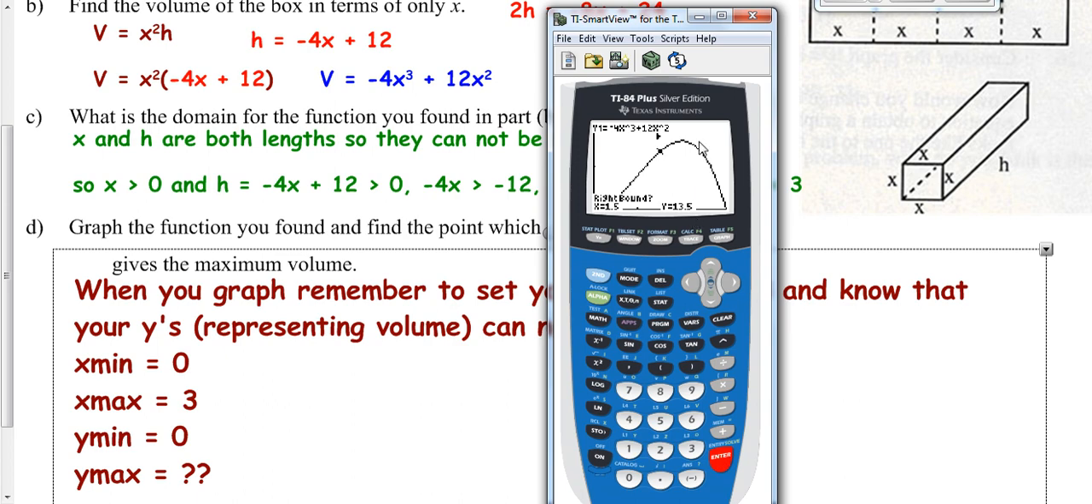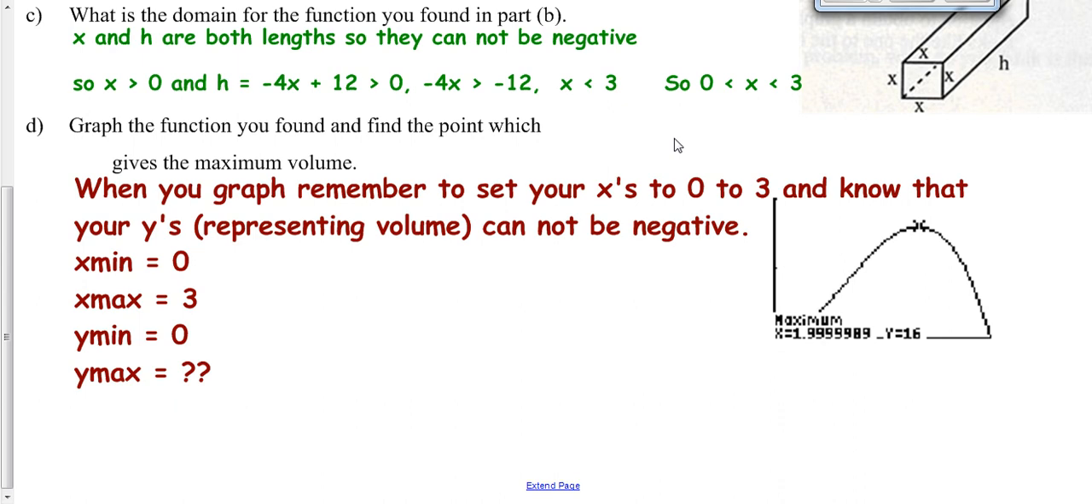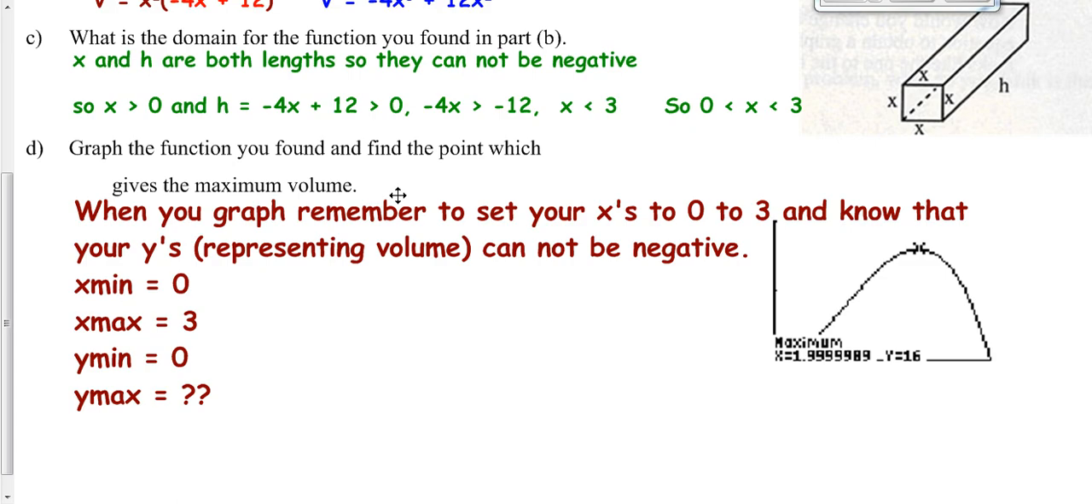Well, you could move your cursor over, or you could type in the number that's to the right, and I knew it was around 2, so I'll type in 2.5 just to be to the right, and I'm not going to guess. I'm going to hit enter. And hey, the x that gives me my maximum is 2. My maximum volume would be 16. So my maximum volume would be 16 with appropriate units. We're dealing with feet, so my volume would be 16 feet cubed.